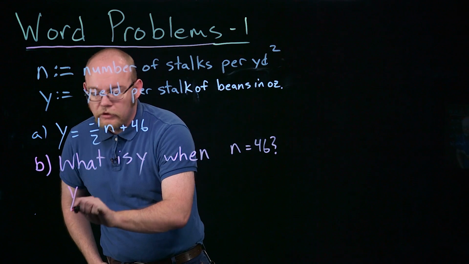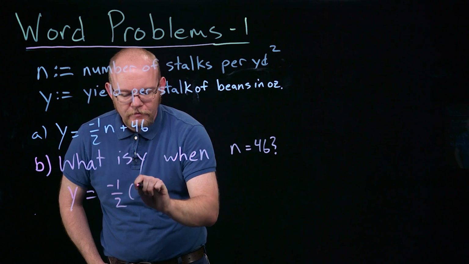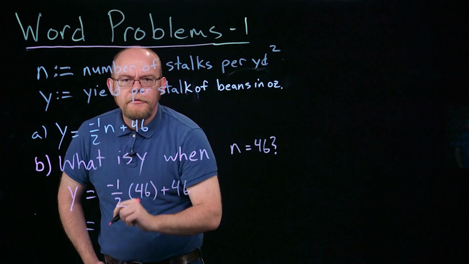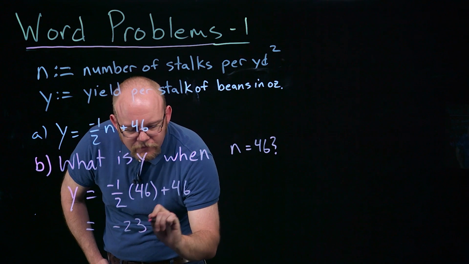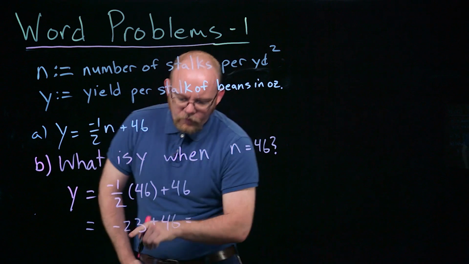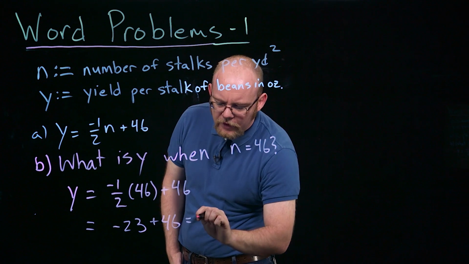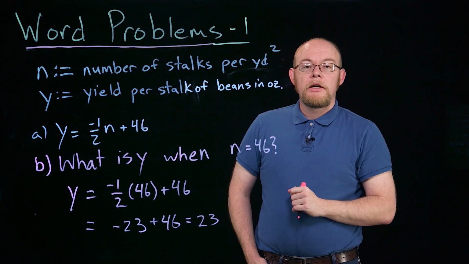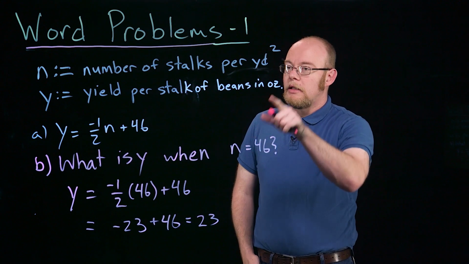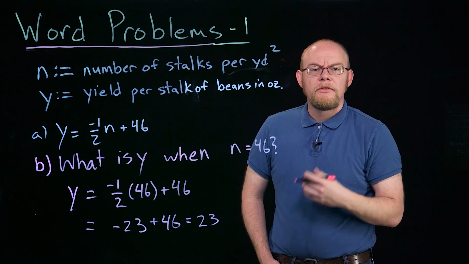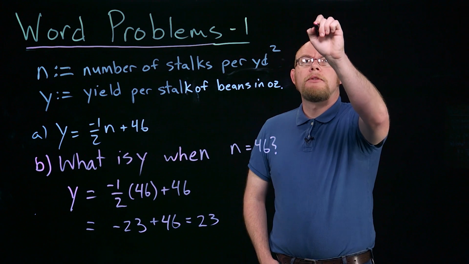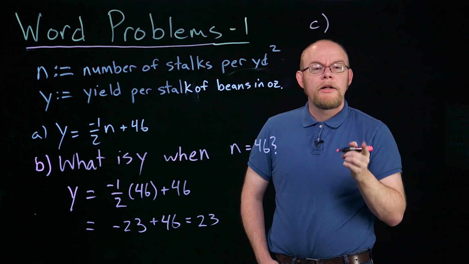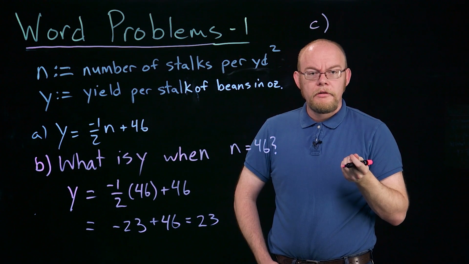So to do that, we just substitute it in. Half of 46 is 23. And so then we have 46 minus 23, that'll just give us 23. So if we plant 46 stalks per square yard, then that means that we should get about 23 ounces of beans per stalk. So let's go ahead and do part C in the same way. I'm going to let you pause the video for a second, try to do this on your own, and then I'll show you how to do it.